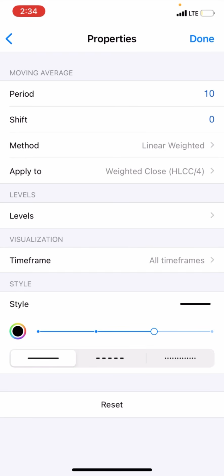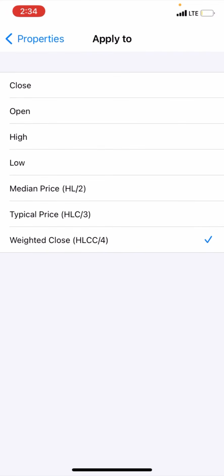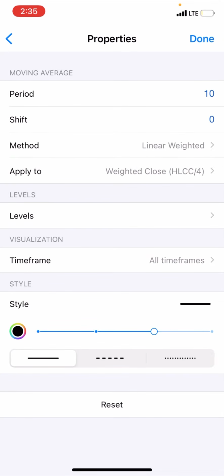This is our moving average period 10. This is what we are having on our main chart. Period 10, shift 0, method linear weighted, apply to weighted close, right? If you click that, you see a couple of options. Just choose the last one, and then levels is not needed here just yet. You don't need levels on this particular one, so you just let it be on all time frames, and then you can leave it at the third pixel, right?